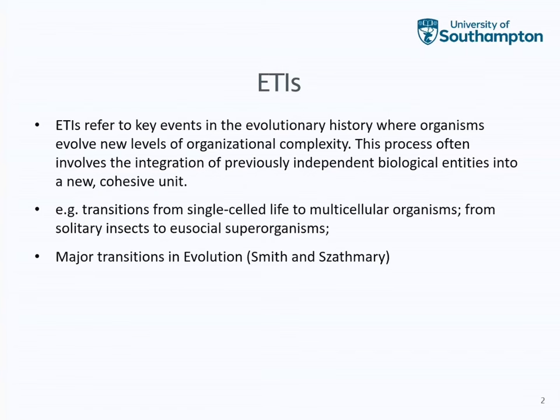As we already know, ETIs refer to the key events in evolutionary history where organisms evolve new levels of organizational complexity. This process often involves the integration of previously independent biological units into a new and cohesive entity. A classic example is the transition from single-cell life to multicellular organisms, and also the evolution of eusociality or eusocial superorganisms. The program was set about 30 years ago in the classic book Major Transitions in Evolution.